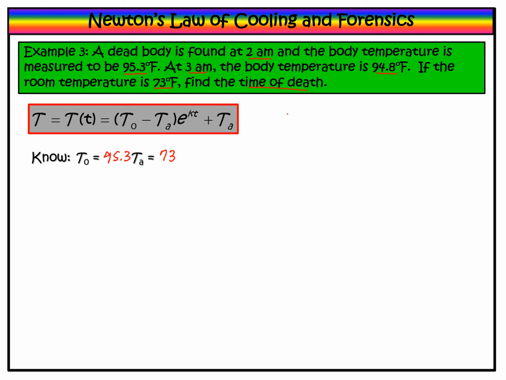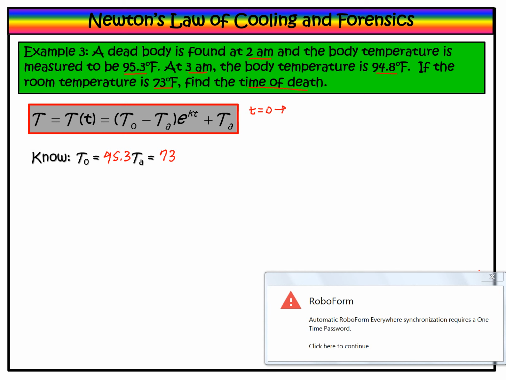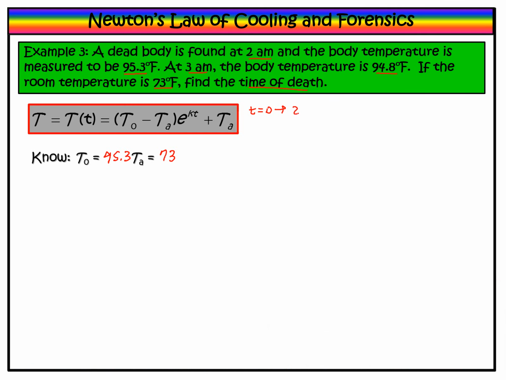And then what do we do with this 94.8? Well, that's at 3 a.m. So our initial time, we're calling time 0, 2 a.m. So this is going to be T equals 0 is 2 a.m. That's what we're using. And so this is at 3 a.m. it's 94.8, so that's actually telling us that cap T at time 1 hour later, is 94.8. So that's the information that we know.